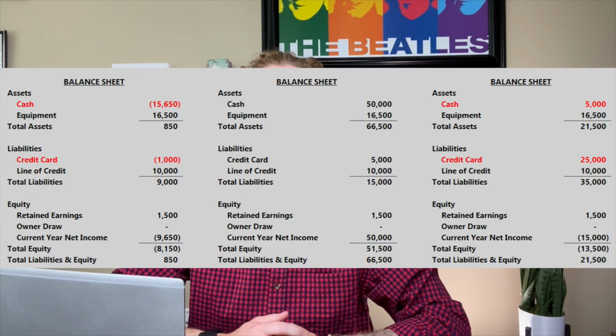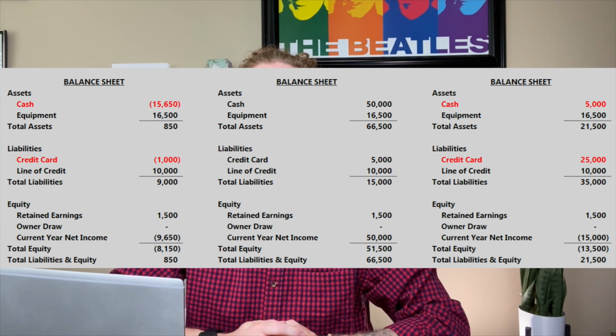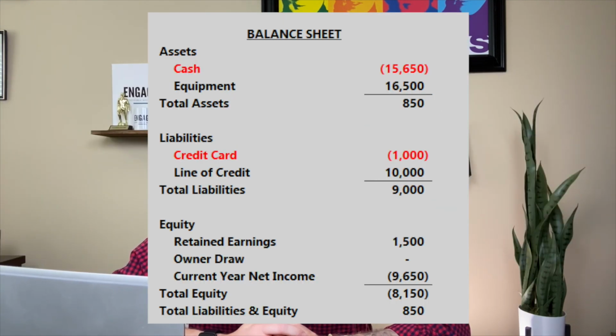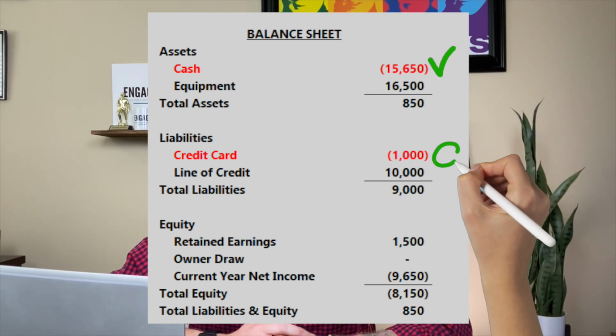Here are some examples of 3 balance sheets. The first one is very wrong and should be corrected before any other financials are looked at. See that negative cash balance and the negative credit card balance? Who's overpaying their credit card company by $1,000?